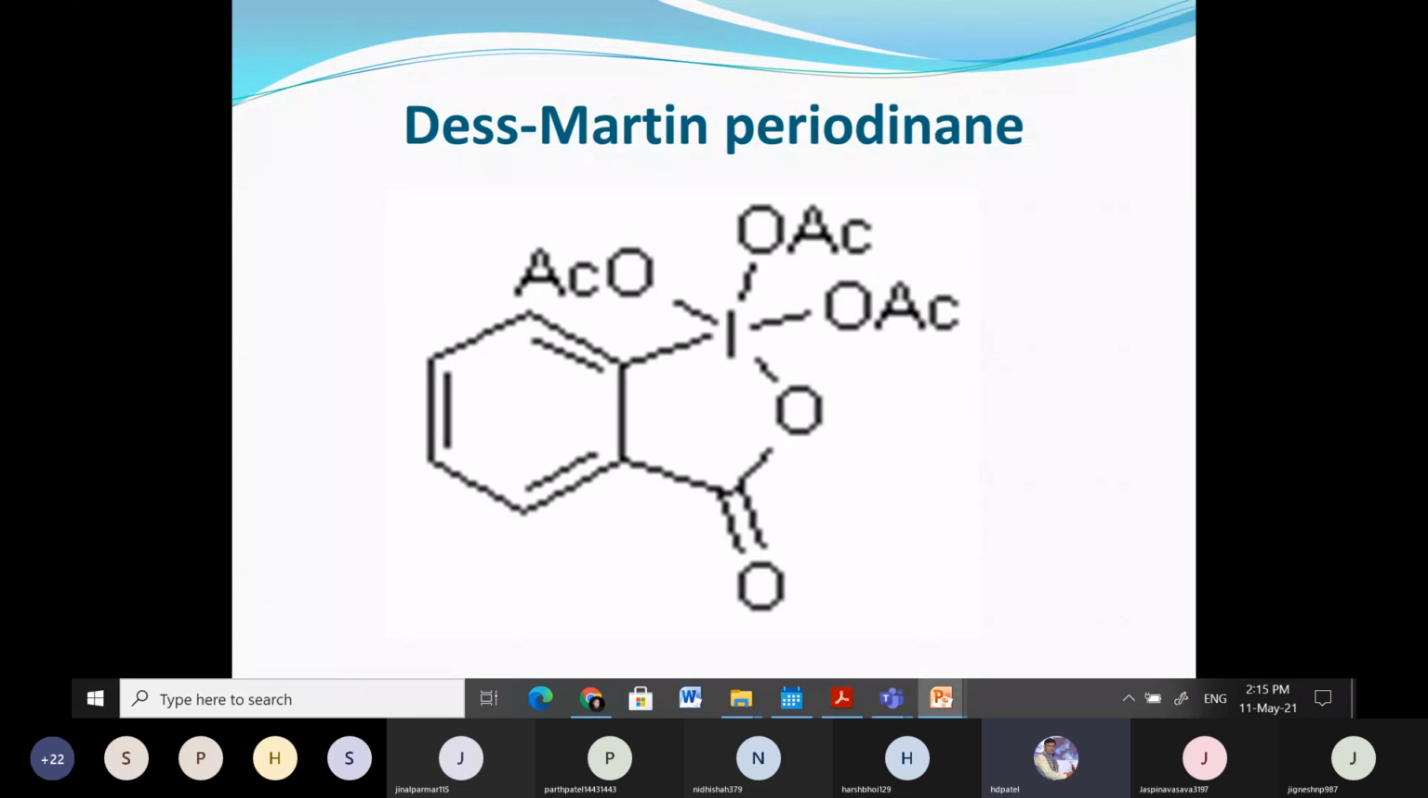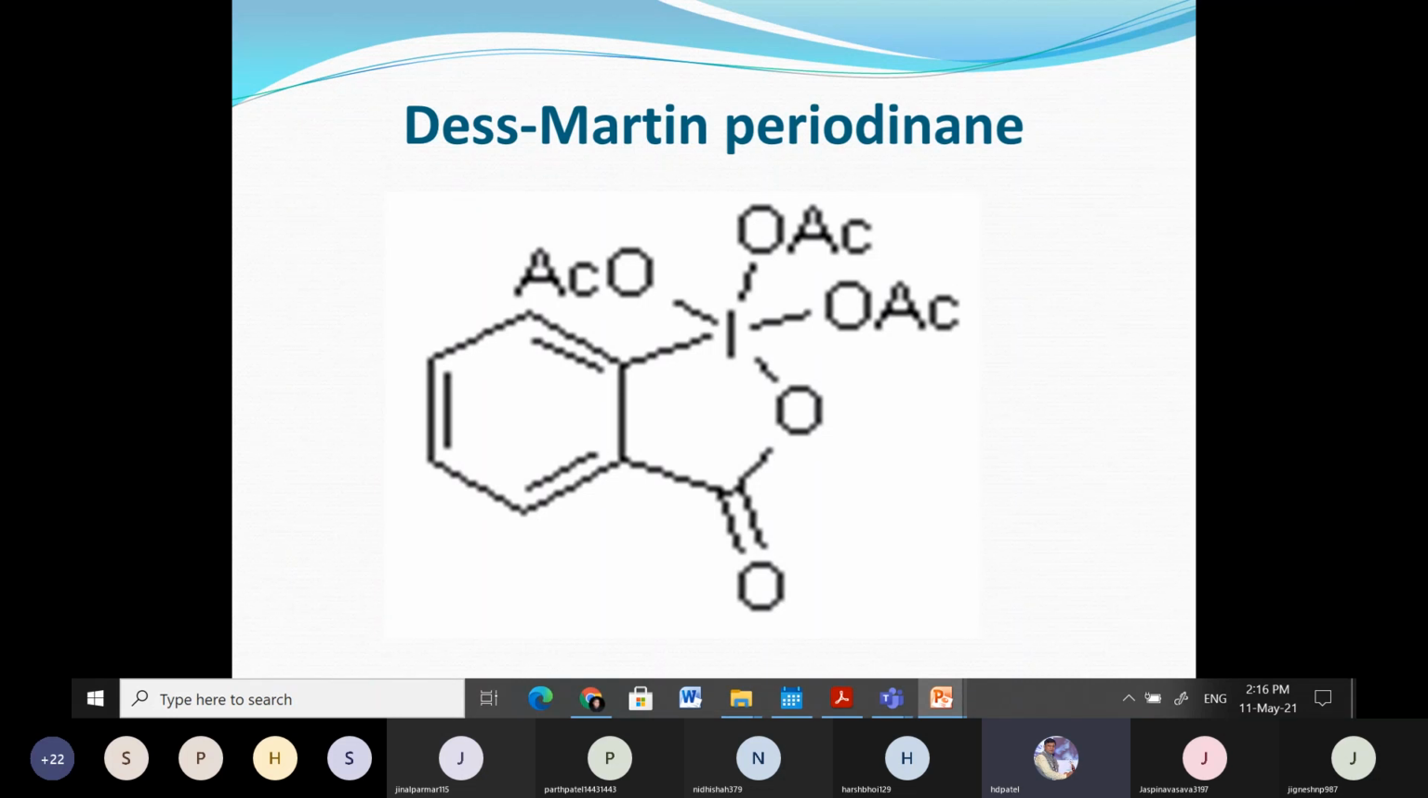Now the next one is DMP, Dess-Martin periodinane. As we have discussed about the reduction, in the reduction we can introduce hydrogen. So now DMP we are going to use for the oxidation reaction. As per the definition of oxidation, oxidation means addition of oxygen. Second is removal of hydrogen. Third is increase in oxidation number. And fourth one is release of electrons. So these are the four definitions of oxidation.